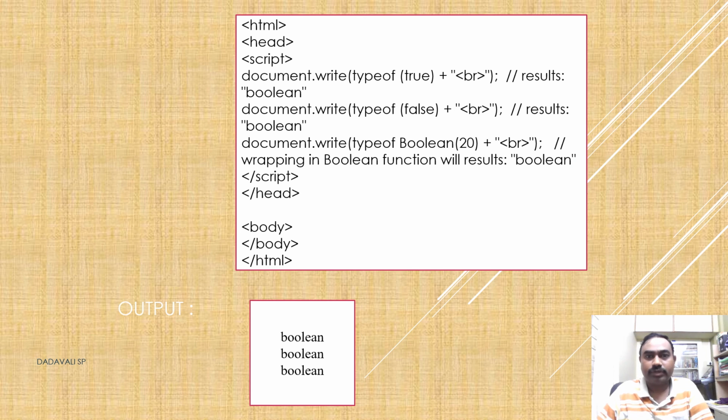Next, one more typeof within the operand, that's a parameter. True gives the result boolean, it returns boolean. Typeof false returns boolean. Here typeof boolean 20 also returns boolean. So this is the output.